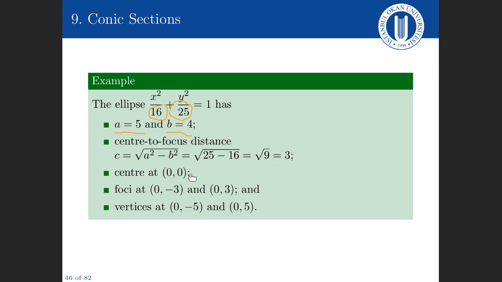Center is always 0, 0. And the foci are 0, minus c and 0, c, or 0, minus 3 and 0, 3. Vertices, we use a. Vertices must be at 0, minus 5 and 0, 5.